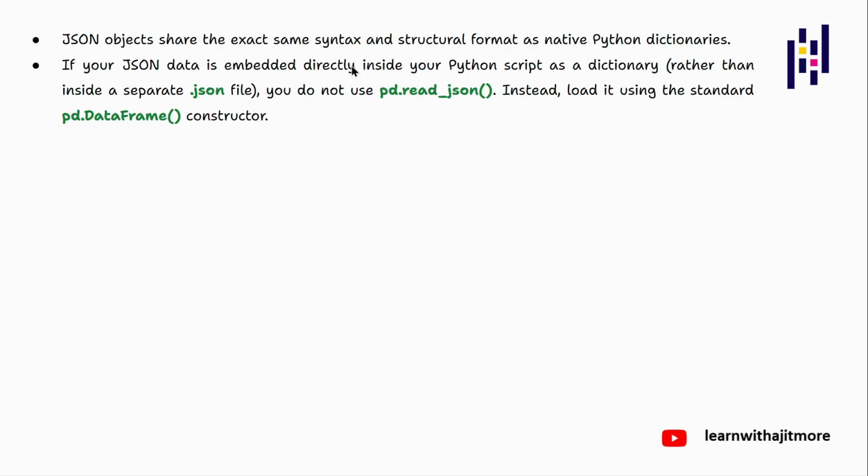If your JSON data is embedded directly into your Python script as a dictionary, rather than a separate JSON file, you don't have to call pd.read_json. Directly you can give the dictionary to the DataFrame constructor, which is not new. Yesterday we did it, guys. Yesterday we created a dictionary and passed it.